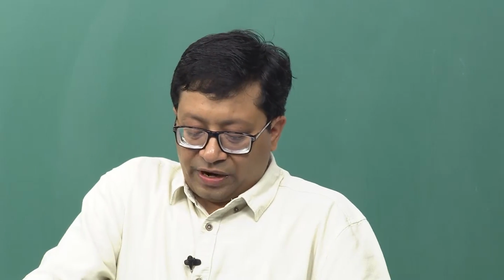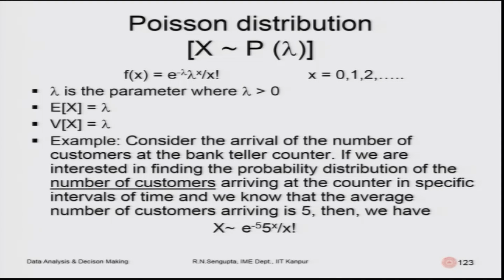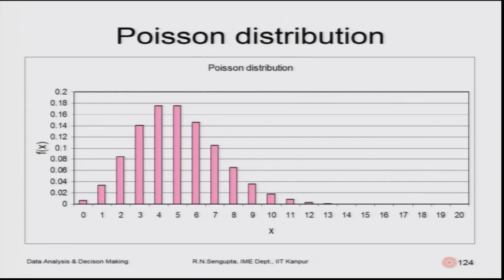So, it finds the probability distribution corresponding to the number of customers arriving at the counter in specific intervals of time, and we know that the average number of customers arriving is 5. So, hence we put in the formula and find out the corresponding PMF is e to the power minus 5, 5 to the power x, divided by x factorial. You put the values of x and basically solve it for the Poisson distribution.